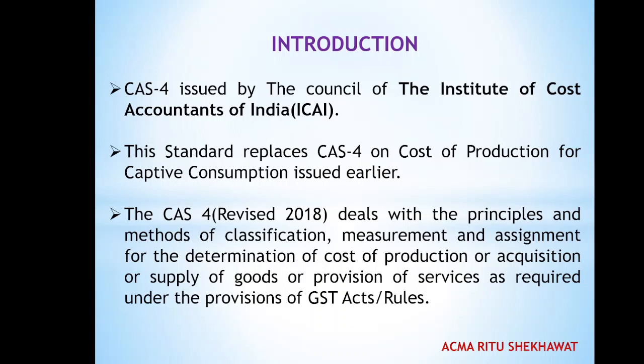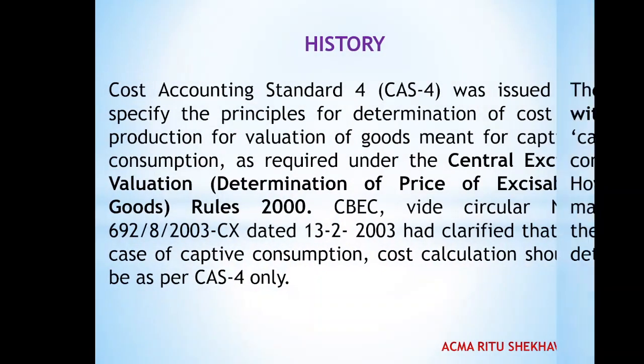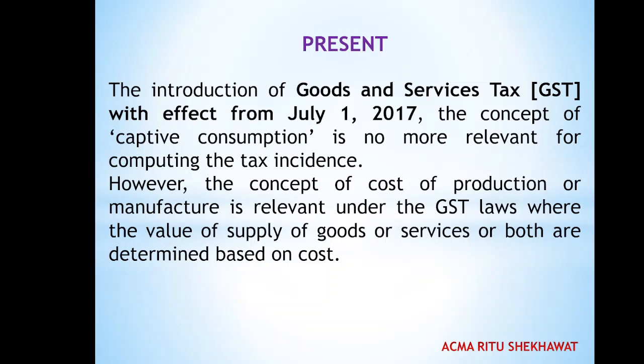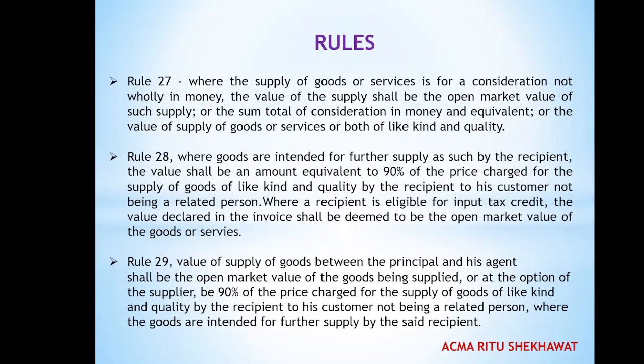So let us understand GST further, the GST rules. These are the history, introduction, and present. I have cleared you on all the things. Now moving further to the rules. Rule 27 says that whenever there is an open market, you go for the open market value. But there are some specific goods or manufactured goods where it is quite difficult to calculate the same.